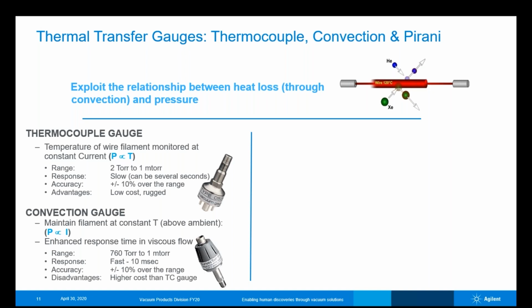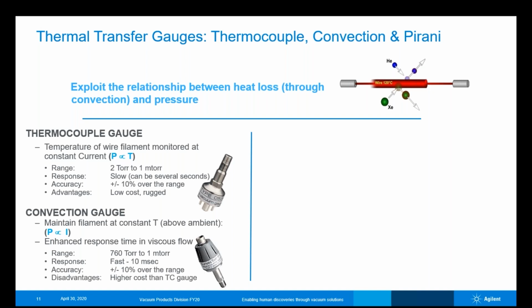One of the things we're going to need to consider with all our thermal gauges here is that, just like up in our cartoon here, where we have helium atoms and xenon ions hitting that filament, these gauges are going to be gas dependent. That's because different gas species will take away different amounts of heat. For example, an argon ion will take away a different amount of heat than a nitrogen or an air molecule hitting that surface and leaving and taking away some of the heat.